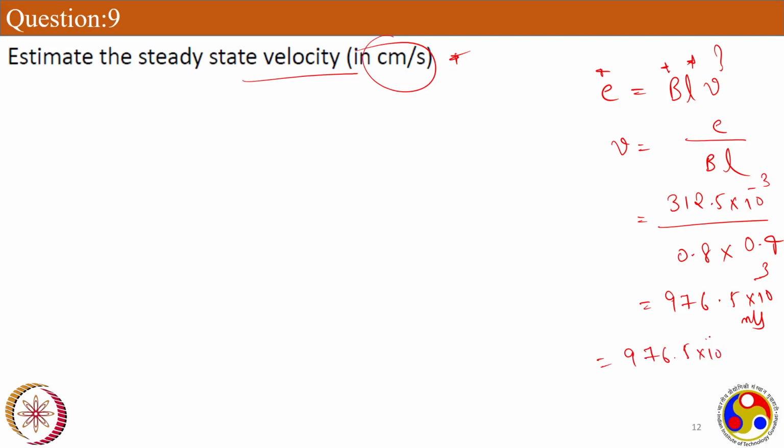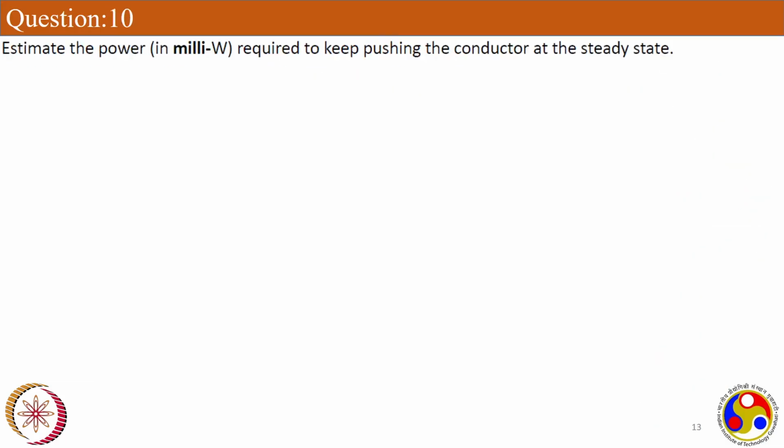96.5 into 10 power minus 3 into 10 square centimeters per second. So it's 97.65 centimeters per second. So that's it. It's a simple application of your loss, and we calculated this.